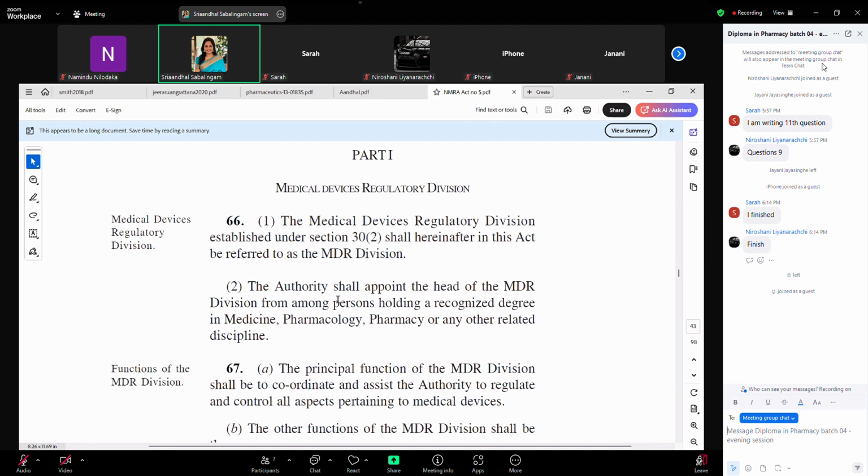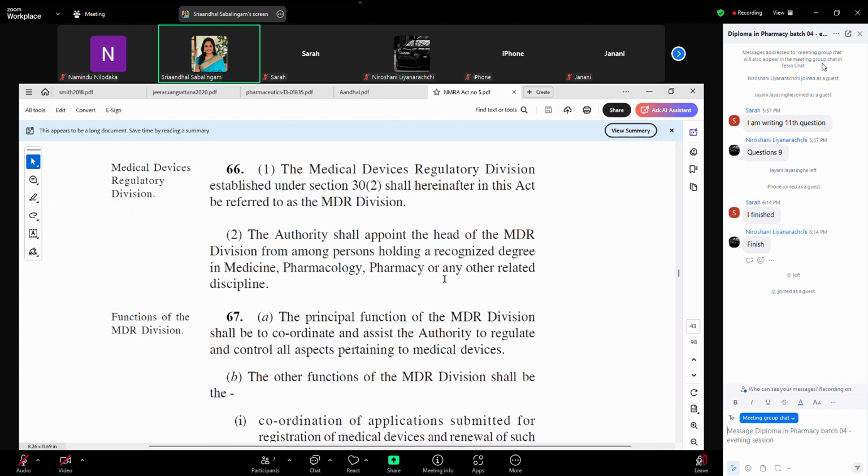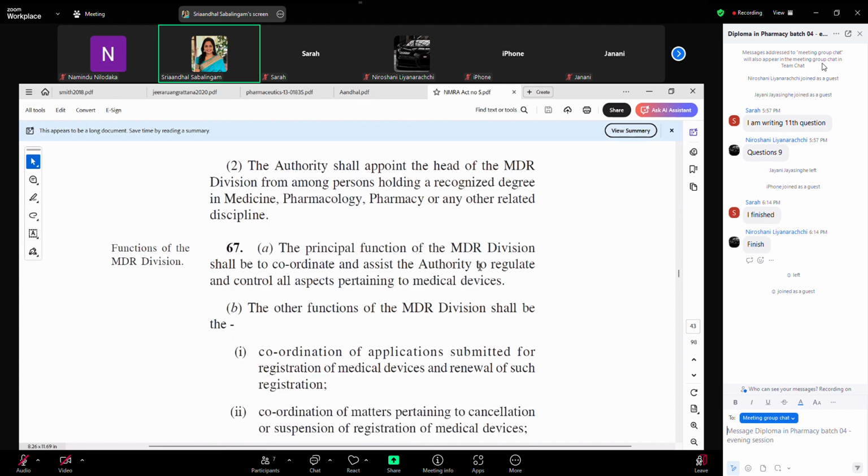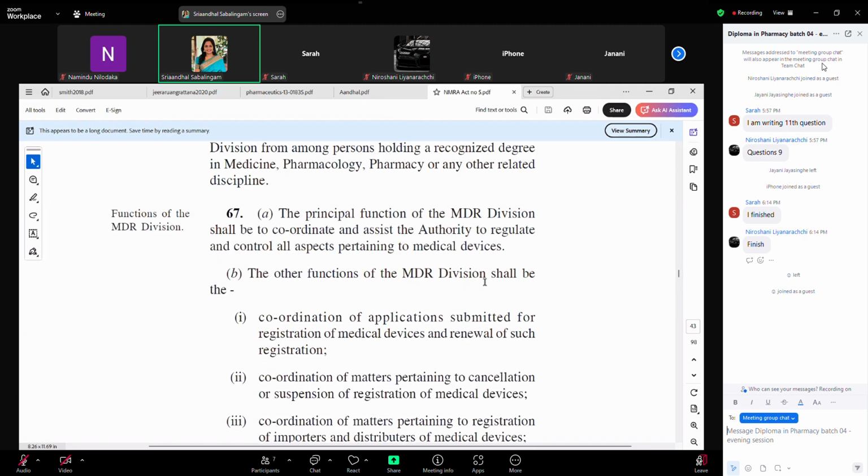Just like the MRD, the MDRD, the Medical Devices Regulatory Division, also contains some persons holding recognized degrees in medicine and pharmacology, because some medical devices are used for medicine and pharmacy purposes, right? So the function of the Medical Devices Regulatory Division is to coordinate, regulate and control everything related to medical devices, right?